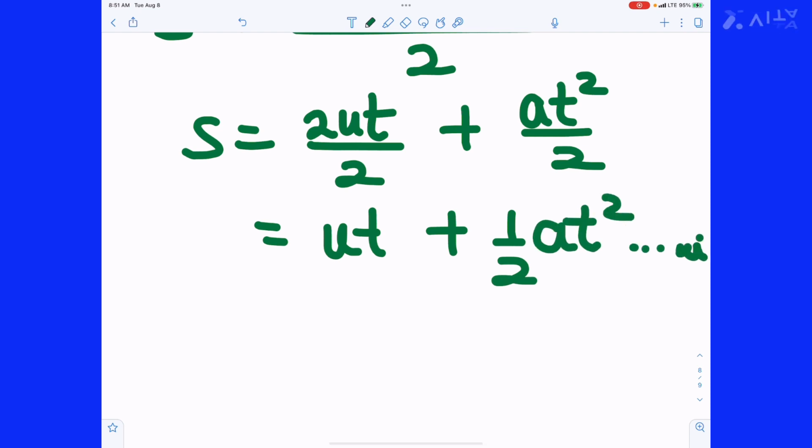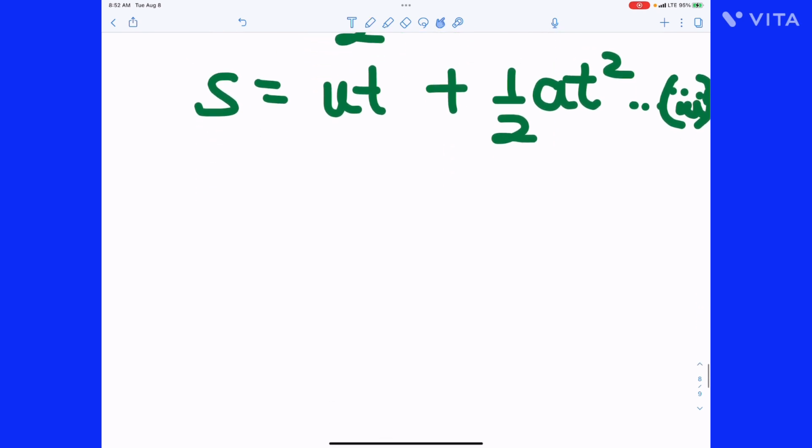That's equation 3 of linear motion. That's the third equation of linear motion. S is equal to ut plus half at squared. Take note of that. Now, let's go to equation 4. Equation 4 is the same thing.